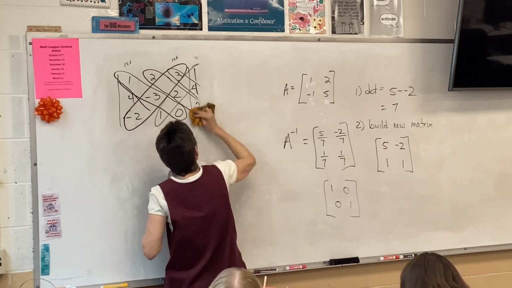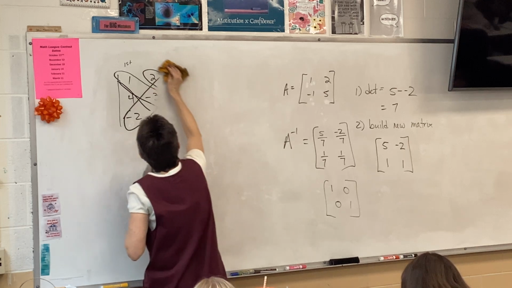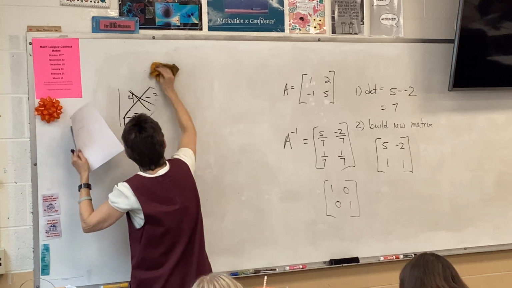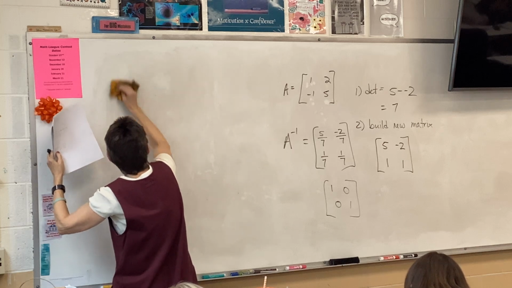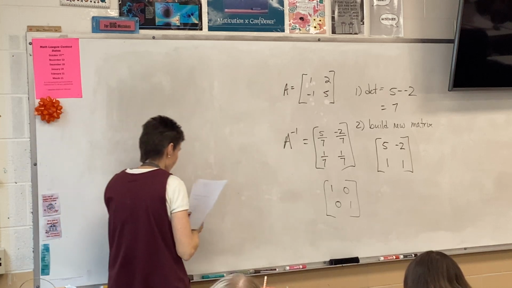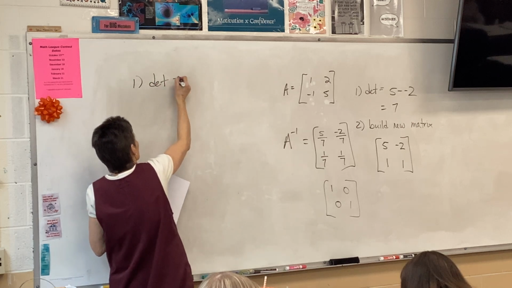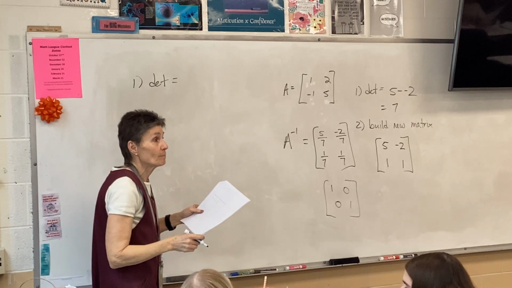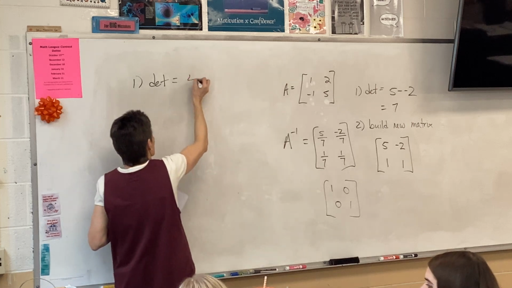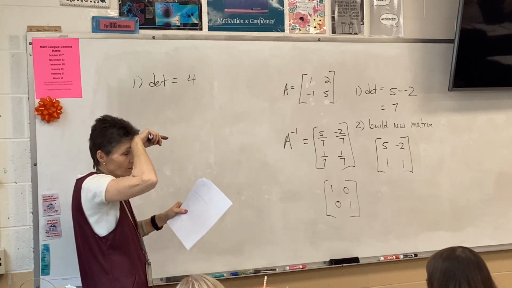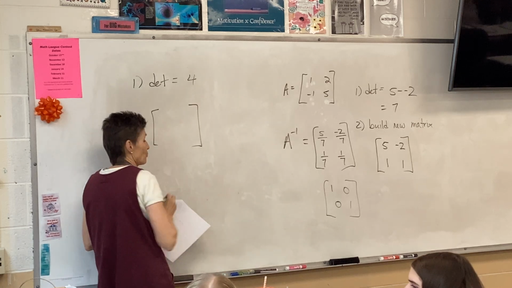2 steps to finding the inverse. What is the first thing I want to do? Find the determinant. So looking at the matrix, I'm on problem 4B. Looking at that matrix, what is the determinant? Help me. 4. Yep. Because it's 4 minus 0. It's 4.